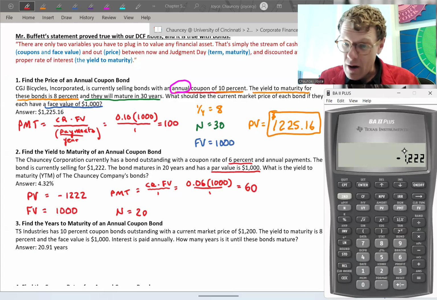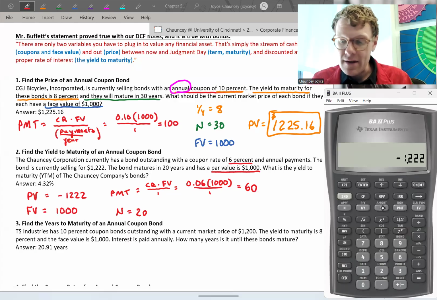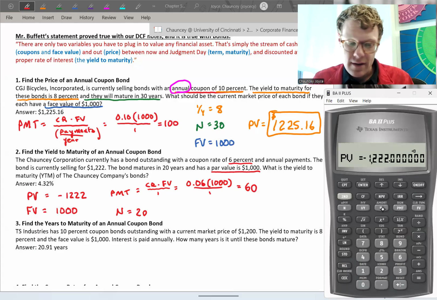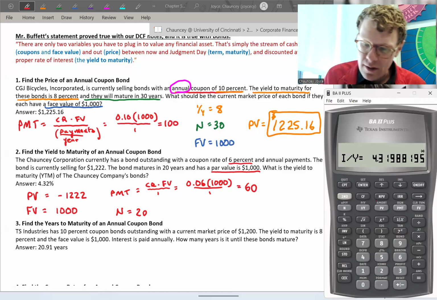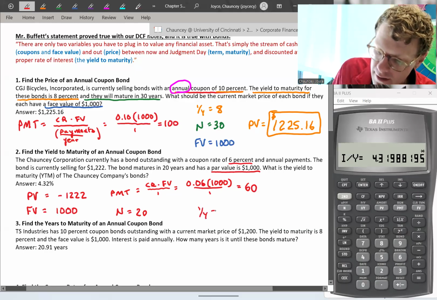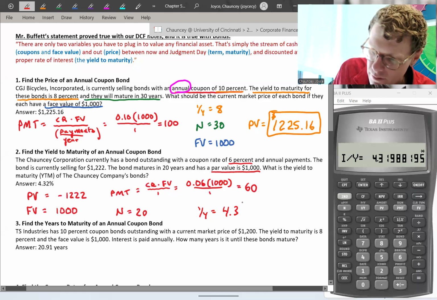$1,222. Make sure that's a cash outflow. That's what you're paying for this bond. So that's your PV. Positive 1,000 future value for face value, par, as it's called in this question. 60 for your payment, coupon payment. 20 for your N. And then we're going to compute for the yield to maturity. Your calculator is going to give you this in a percentage form. So that's 4.32% yield to maturity.